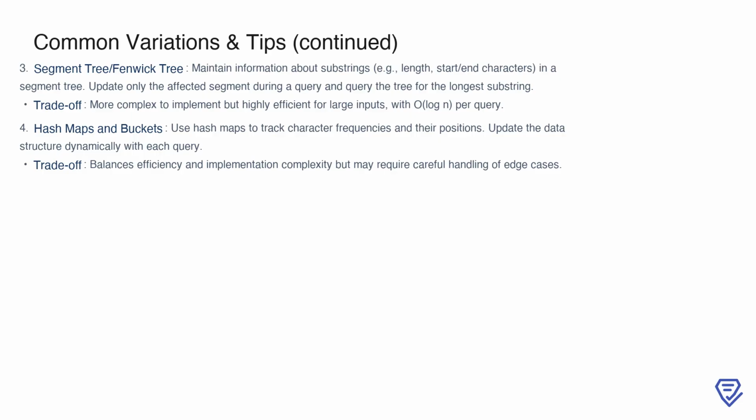Another approach is using hash maps and buckets to track character frequencies and their positions within the string. This allows you to dynamically update the data structure as queries are processed. While this method strikes a balance between efficiency and implementation complexity, it requires careful handling of edge cases to avoid introducing bugs. Both of these techniques demonstrate how advanced data structures can enhance performance and scalability, especially when working with large-scale problems.